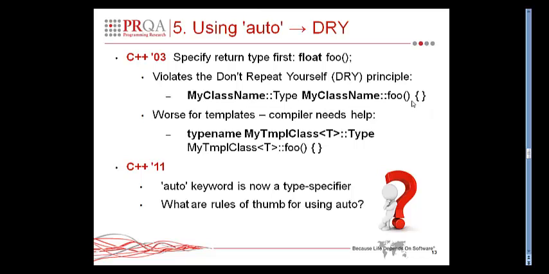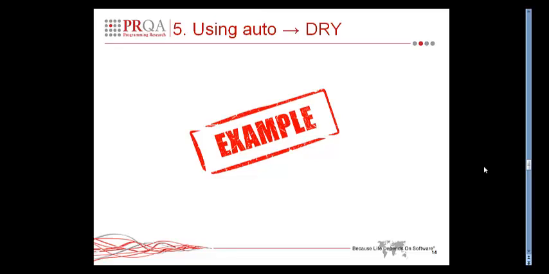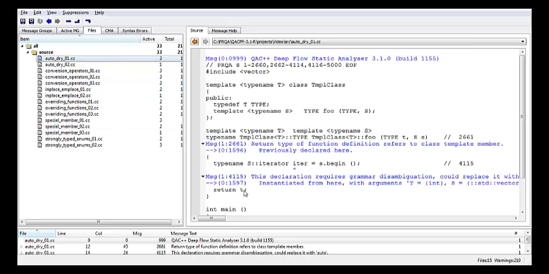In the case of templates, this is even worse, as we also need to tell the compiler that this is a type name, so we need to include the typename keyword. So now we can see that because auto is a type specifier, it allows us to simplify this code quite significantly. So here we can see the traditional C++03 version. So we have our function definition and we have our return type.